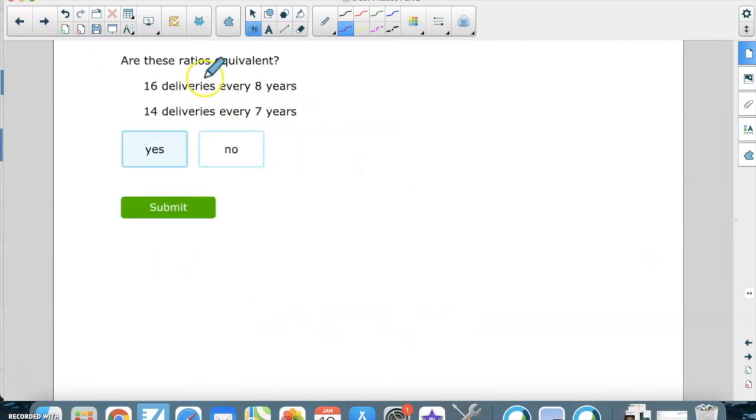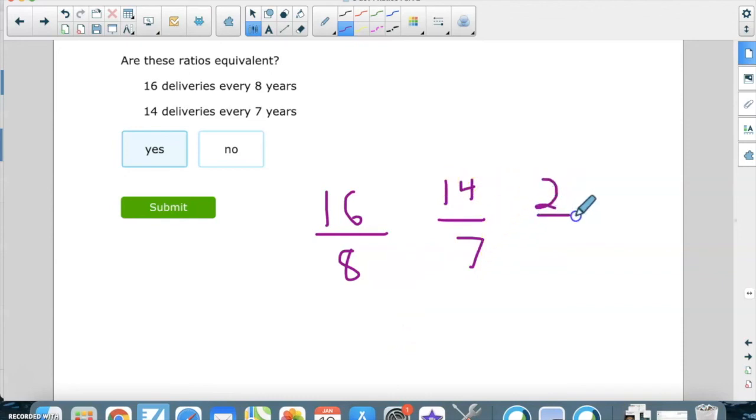This one, are these ratios equivalent? Why don't you solve and let me know, are these equal? Okay, and this one, boy, I would put it in simplest form again. And so this is 2 to 1. Divide the top and bottom by 7. This one I can divide top and bottom by 8. And 16 divided by 8 is 2. 8 divided by 8 is 1. Wow. They are equal. Okay, so yes, they are equivalent.